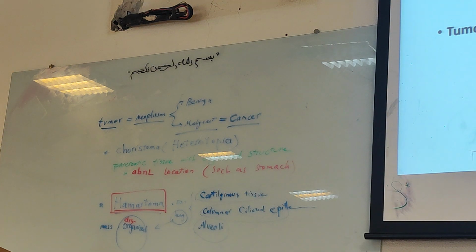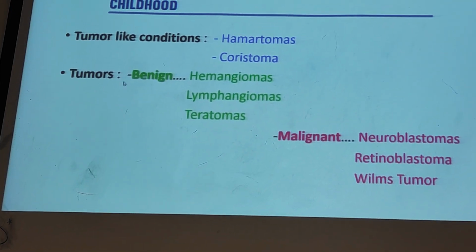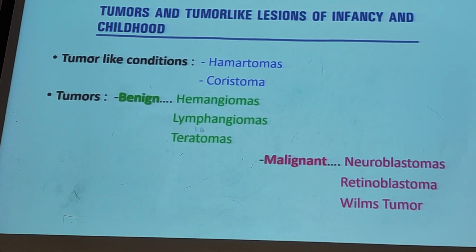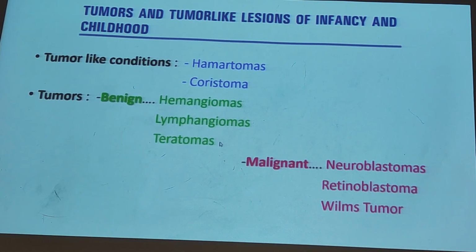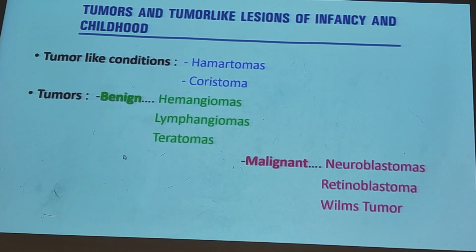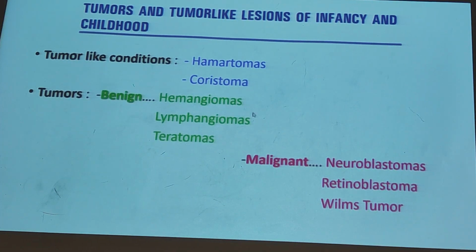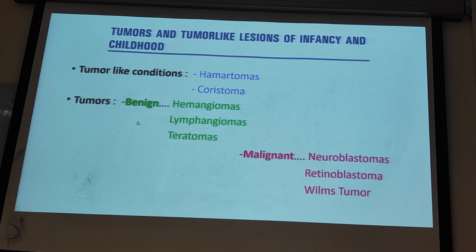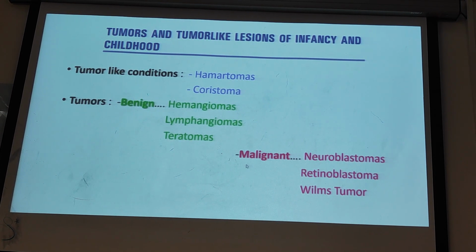In the childhood period, you have some benign tumors and some malignant tumors. Benign tumors include hemangiomas, lymphangiomas, and teratomas. I highlighted them with green color because they are benign. But the malignant tumors include neuroblastomas, retinoblastomas, and Wilms tumor. I highlighted them with red or pink.